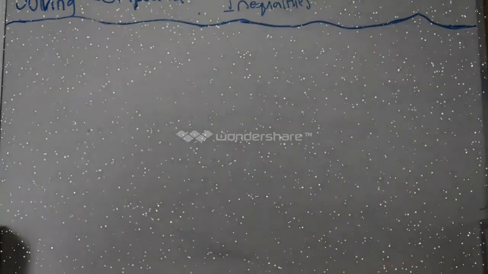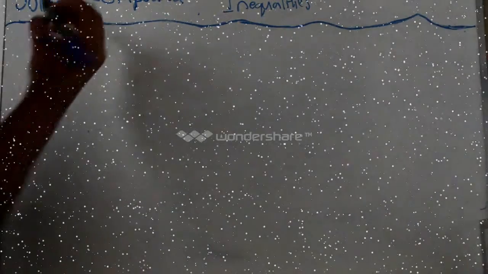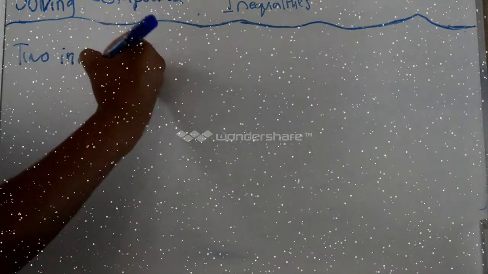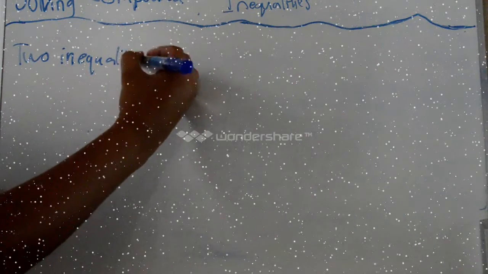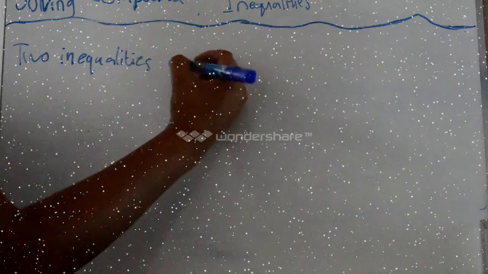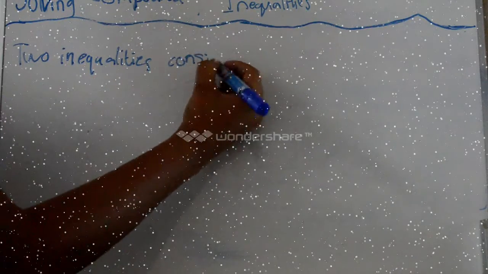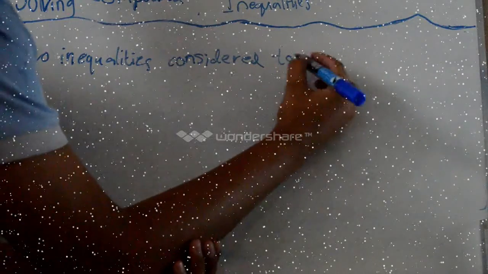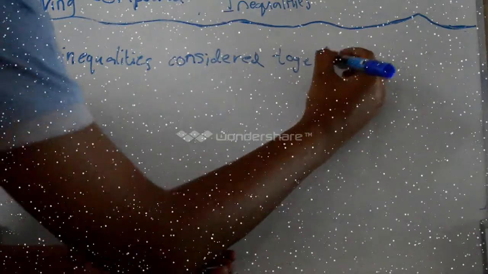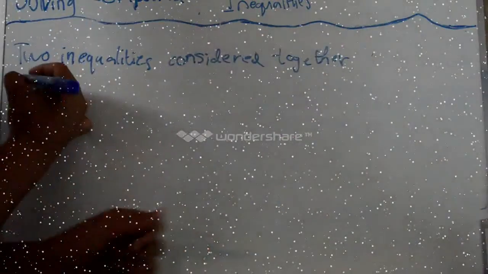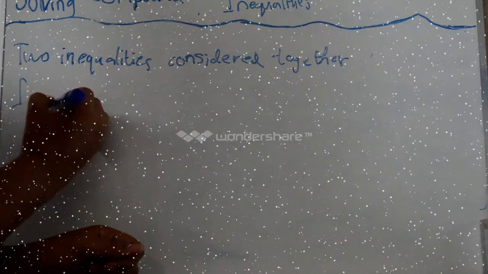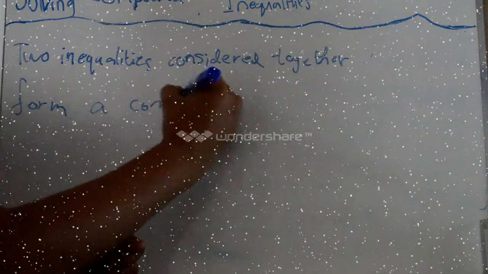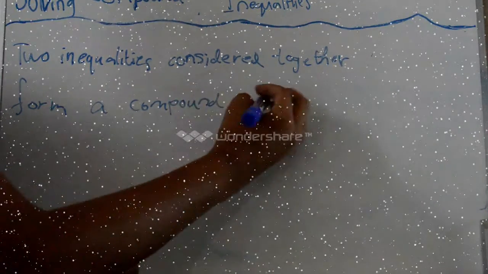So now solving compound inequalities. Two inequalities considered together form a compound inequality.